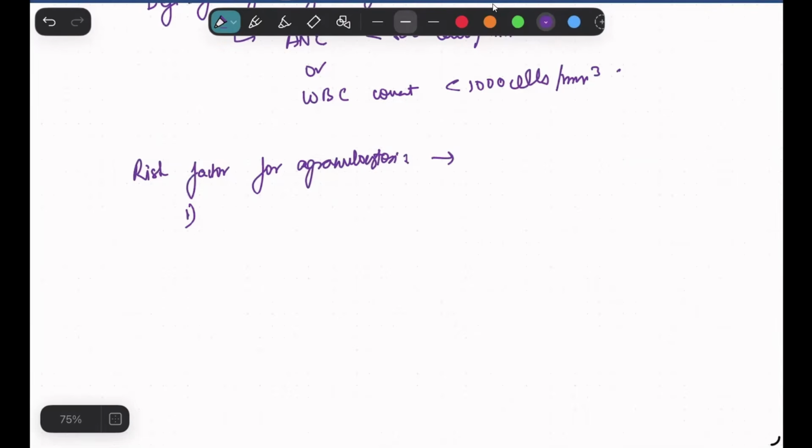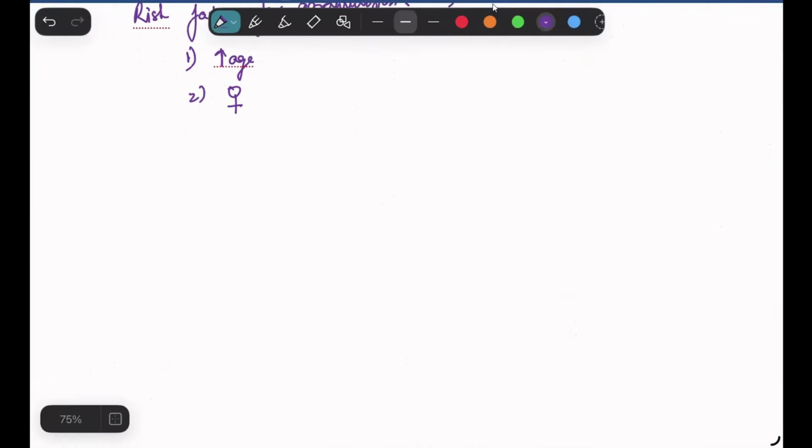Okay. The first risk factor is increasing age, and the second one is female. There's an increased chance of agranulocytosis in females. And there's always a need for a clozapine monitoring system. So before starting clozapine, the clinician must register the patient with a clozapine monitoring system. This is because agranulocytosis can be fatal and requires strict hematological monitoring.